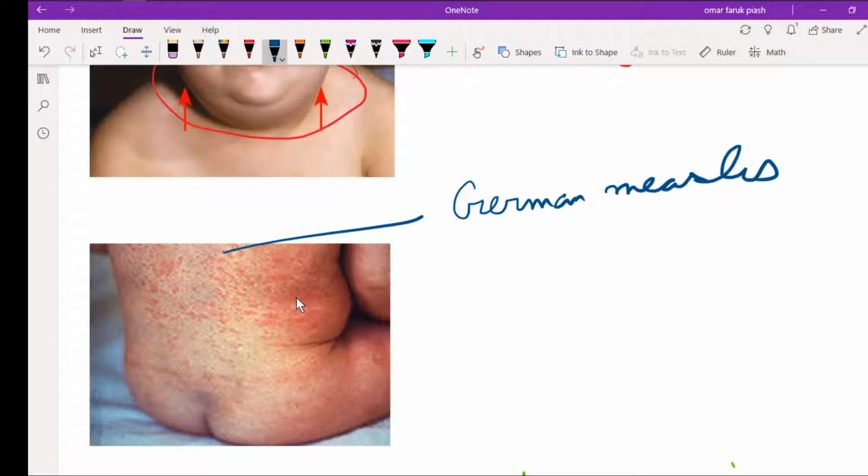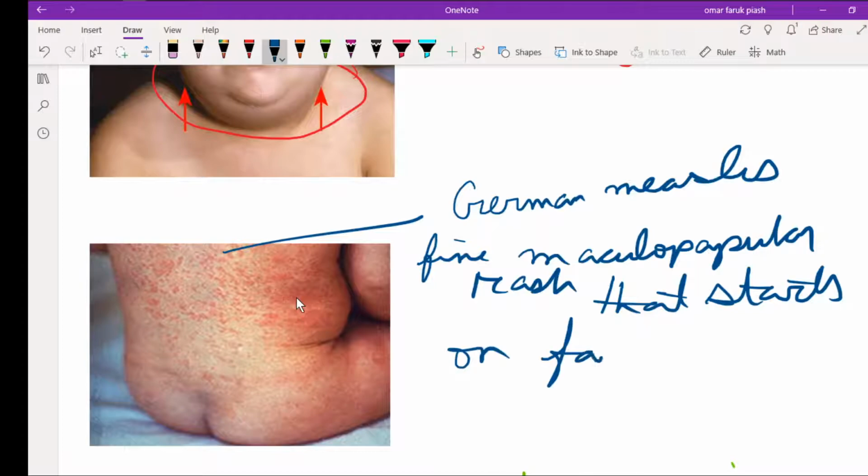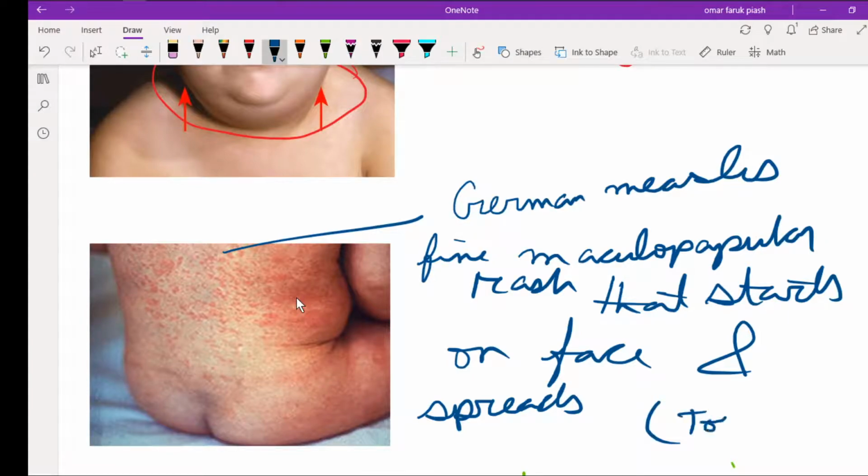Here there is a fine maculopapular rash that starts on the face and spreads centrifugally to involve the trunk and extremities. It is one of the TORCH infections.